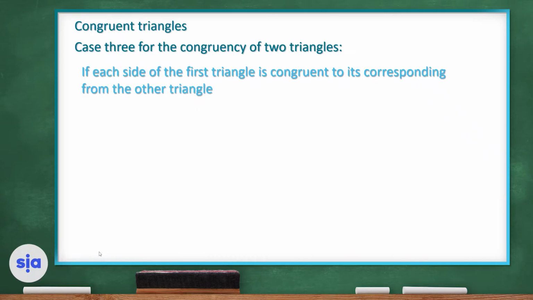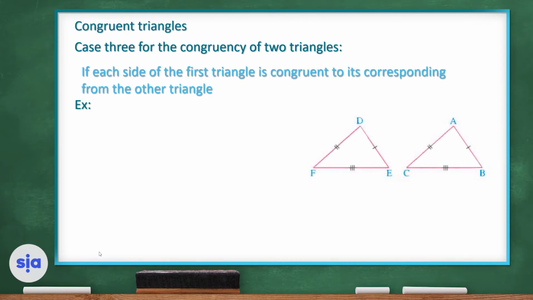In this session, we'll continue working on congruent triangles. The third case for congruency of two triangles: if each side of the first triangle is congruent to its corresponding side from the other triangle, then these two triangles are congruent. Let's see an example.